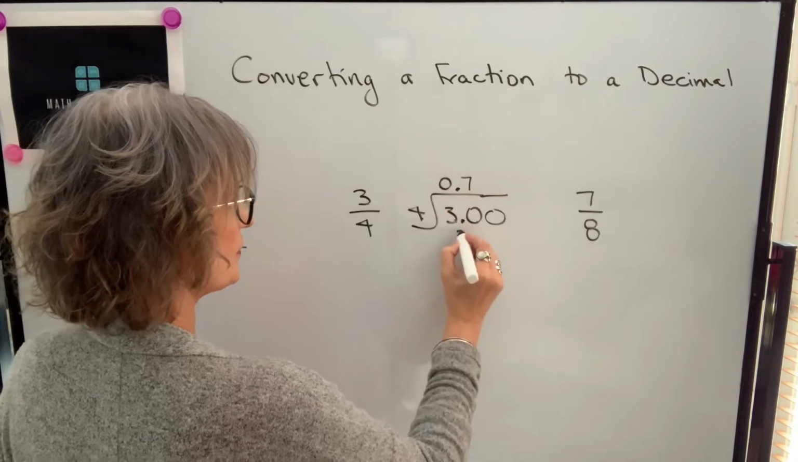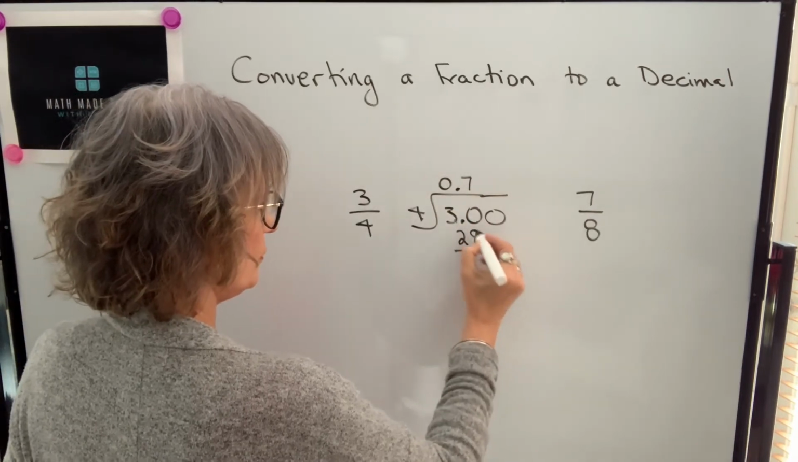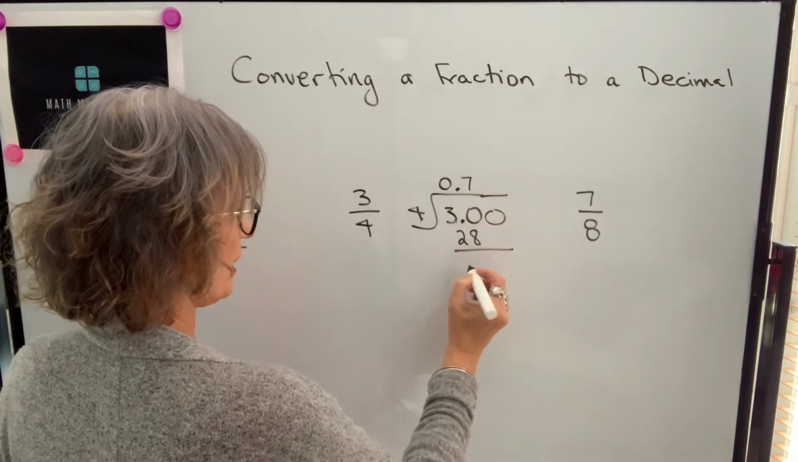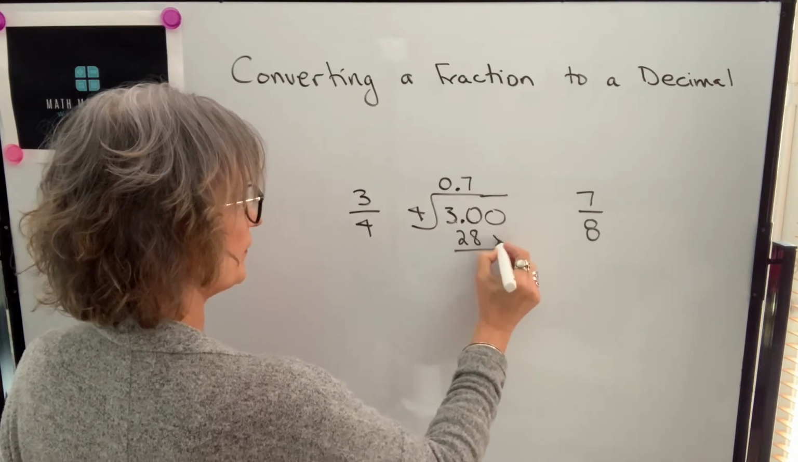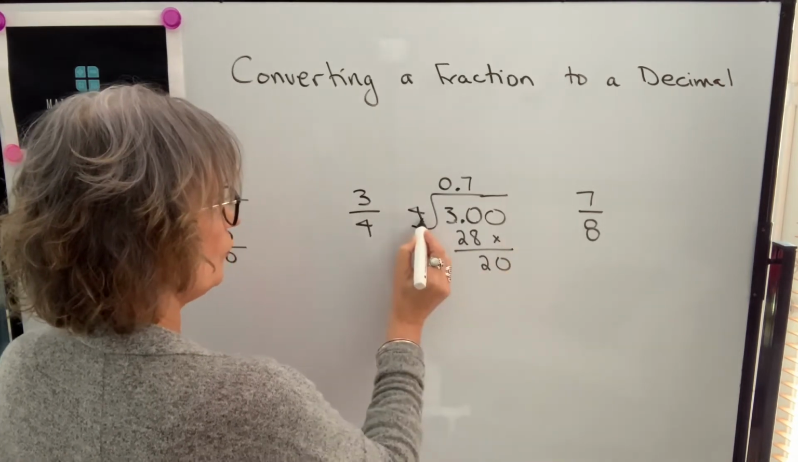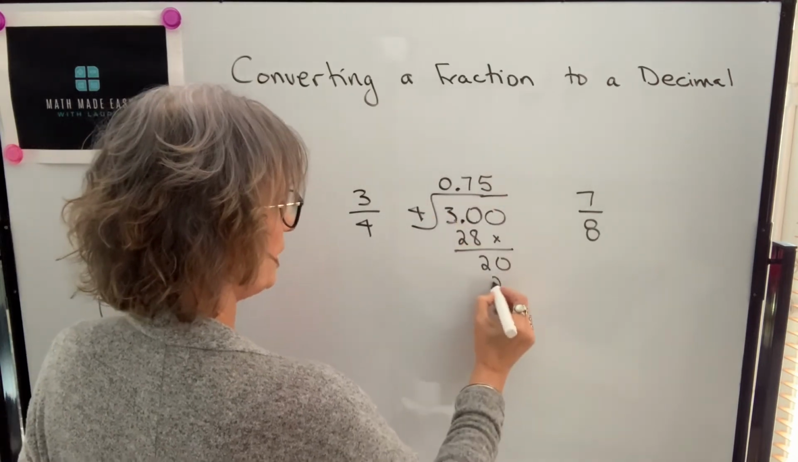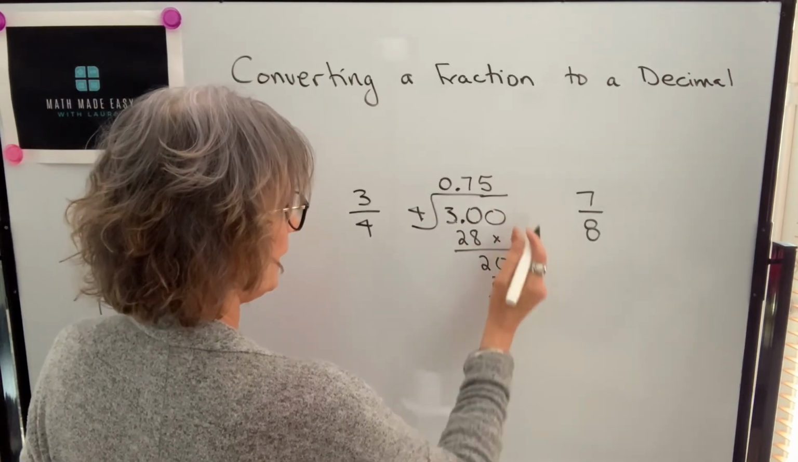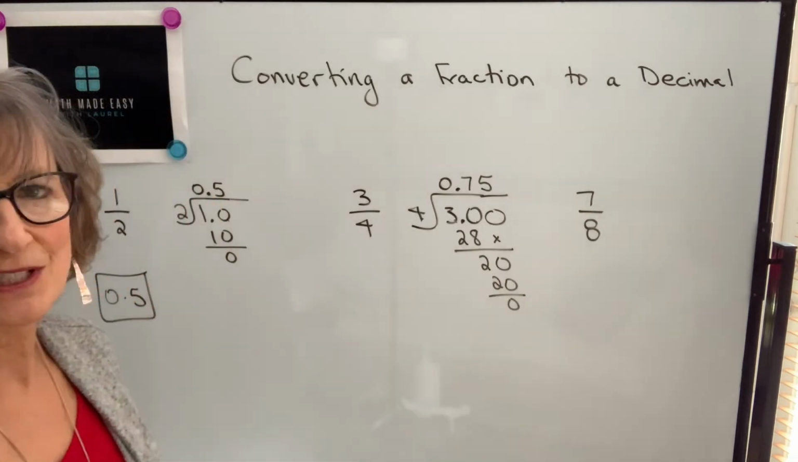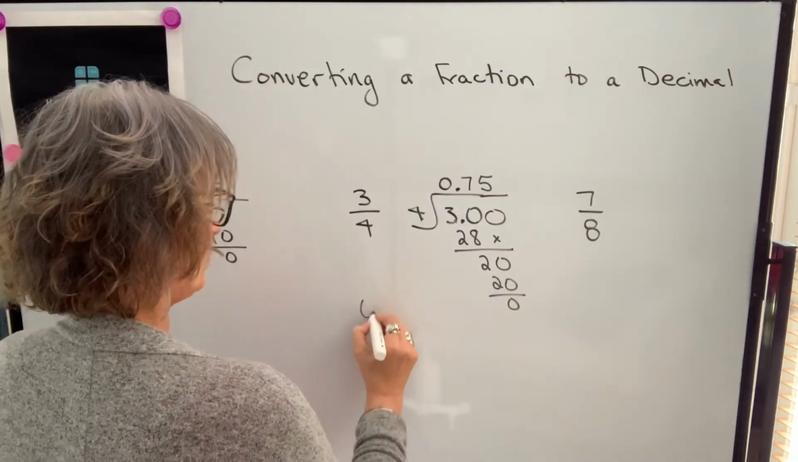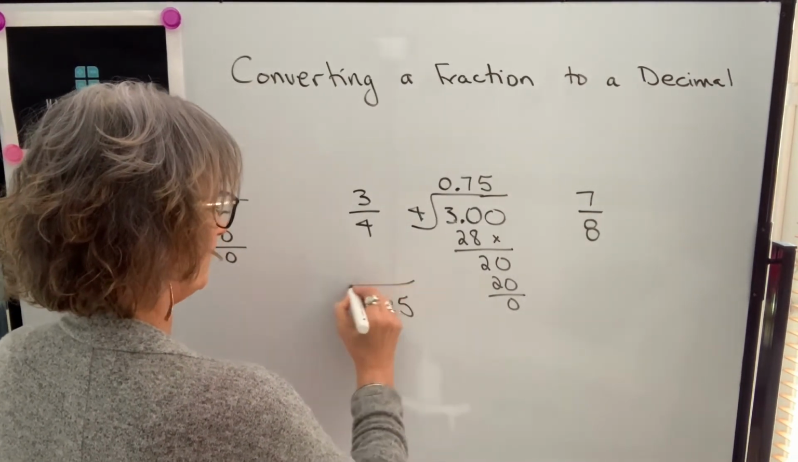7 times 4 is 28. We subtract 30, subtract 28 is 2. Bring down the next digit, a 0. 4 divides into 20 5 times. 4 times 5 is 20. And we don't have any other digits, so we're done. So 3/4 is equal to 0.75.